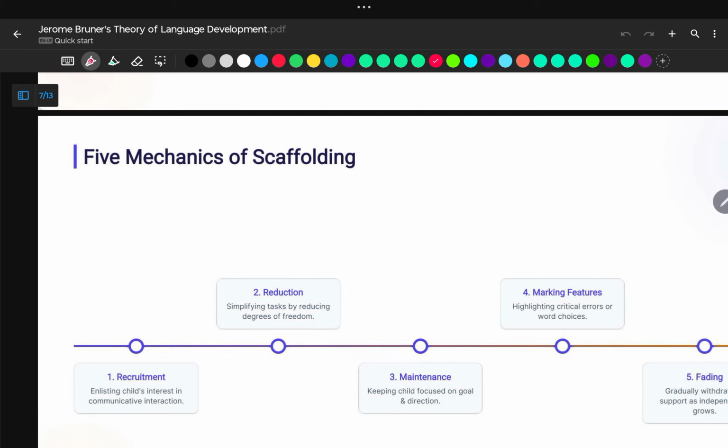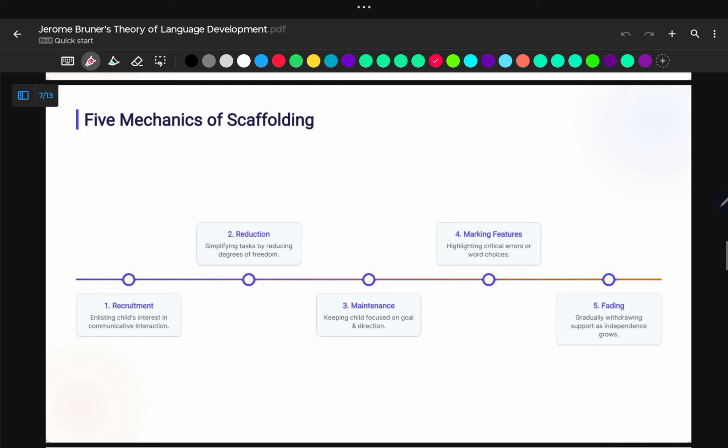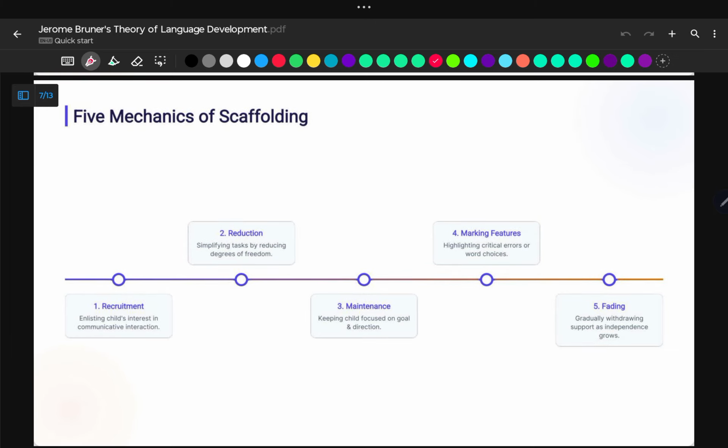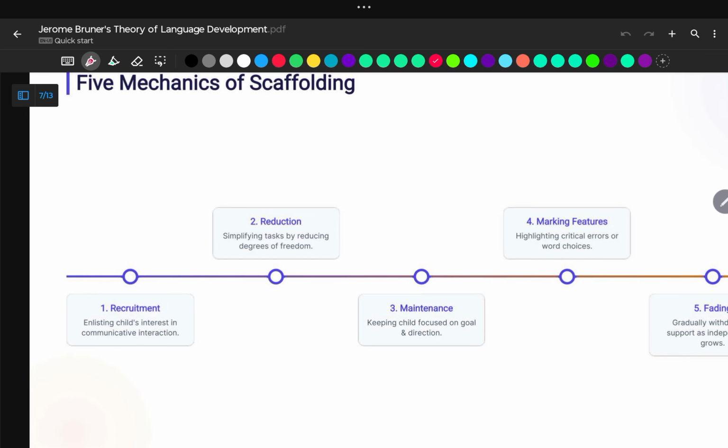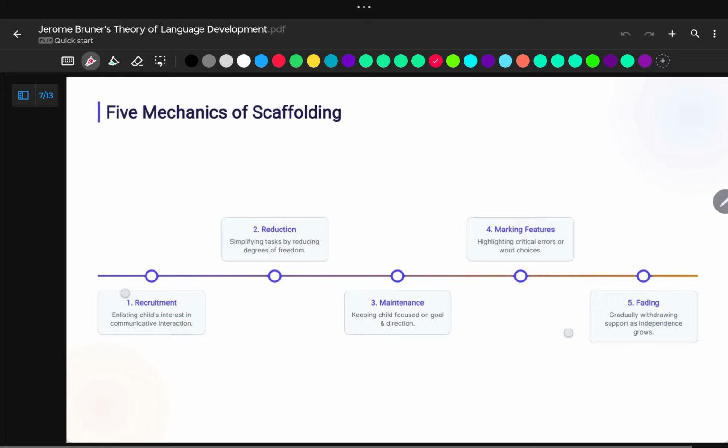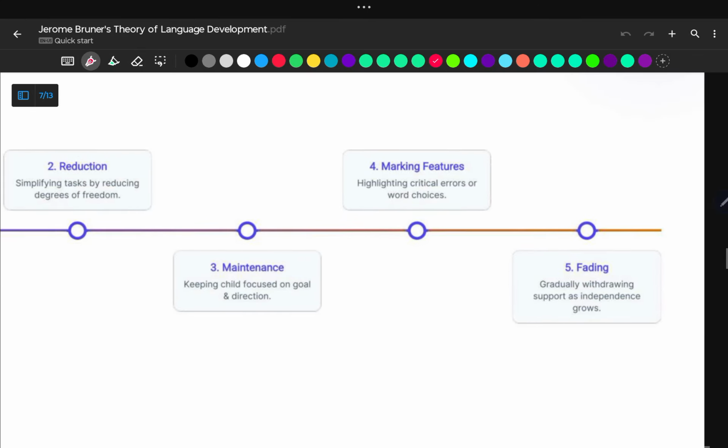The 5 mechanisms of scaffolding are very important from the point of view of exams like UGC NET or NIMHANS or any clinical psychology exam. It will be asked what the 5 mechanisms of scaffolding are, and to arrange them in order. Then your answer should be: the first scaffolding mechanism is recruitment, in which the child is enlisted in communicative interaction. The second mechanism is reduction. The third one is maintenance. The fourth one is marking features, and the fifth one is fading.